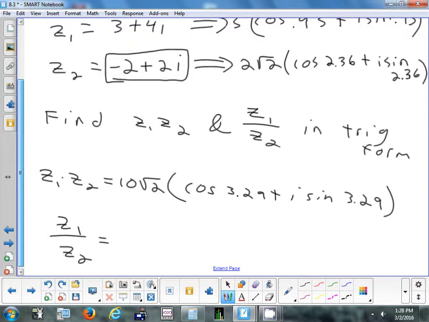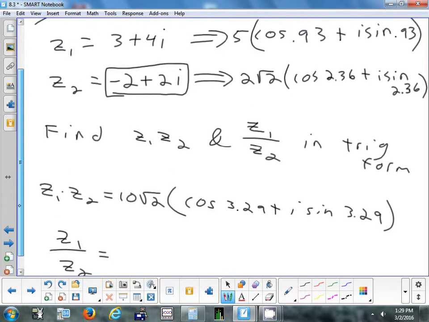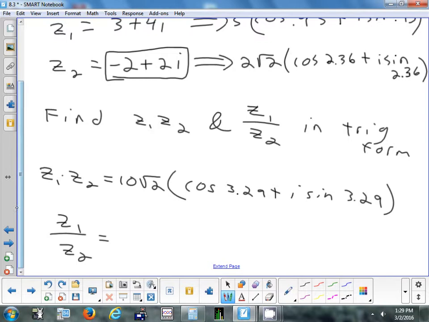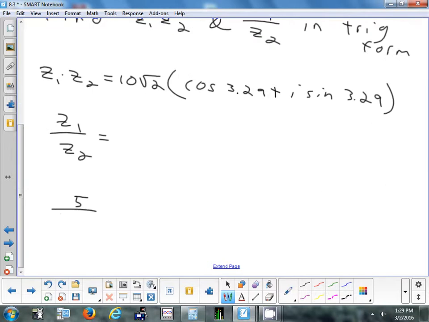All right, now let's divide them. Let's do Z1 divided by Z2. What do I do with my radii when I want to divide Z1 by Z2? Divide them. I'm going to do that down here because look what happens. That's not okay for a final answer. How come? Yeah, so we have to fix that.